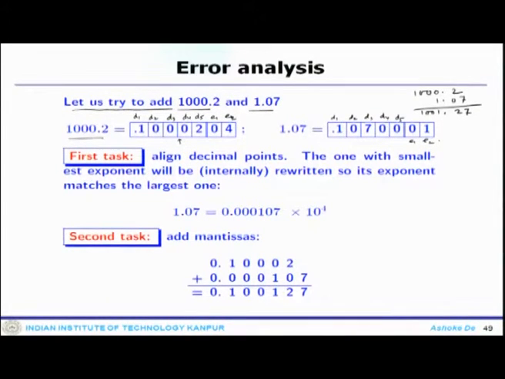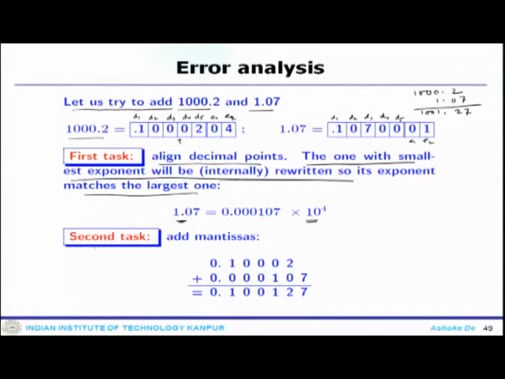So, what is the initial task? You align the decimal points. The one with the smallest exponent will be rewritten so that its exponent matches the largest one. This statement is very crucial here. The one with the smallest exponent will be rewritten so that its exponent matches the largest one. So, we have to write 1.07 in such a fashion: 0.000107 times 10 to the power 4.